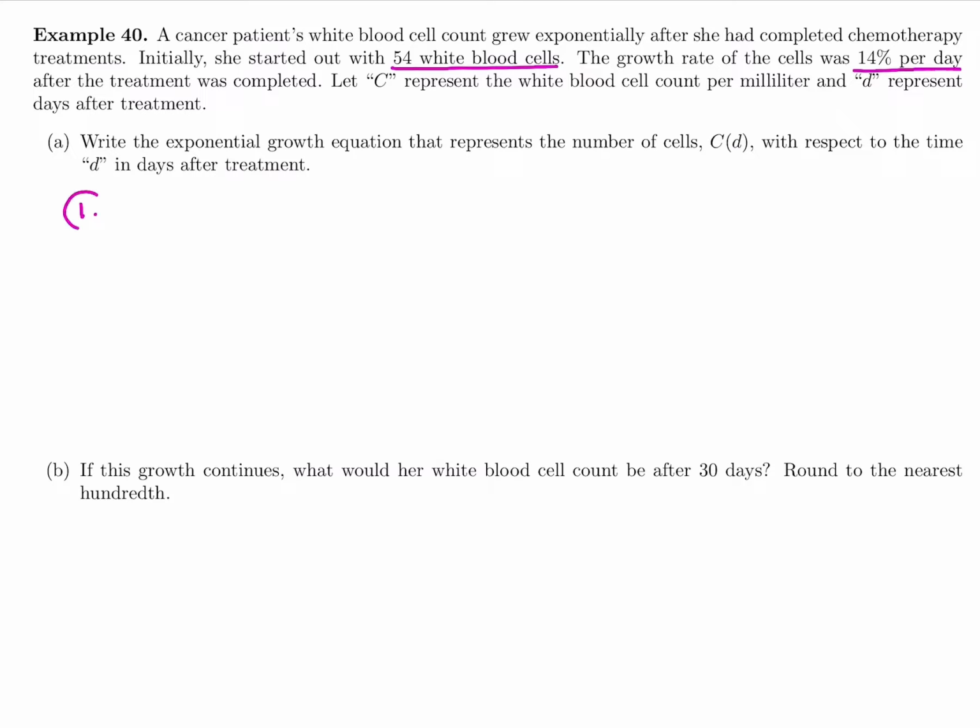So we have our 3 steps to writing y equals C times A to the x. First step, we need the initial amount. Well, here, that 54 is the initial amount of white blood cells. Our second step is to find A. Normally we would plug in the other point if we're given one, but here we're given the growth rate was 14%. So we want to figure out what that is as a growth factor.